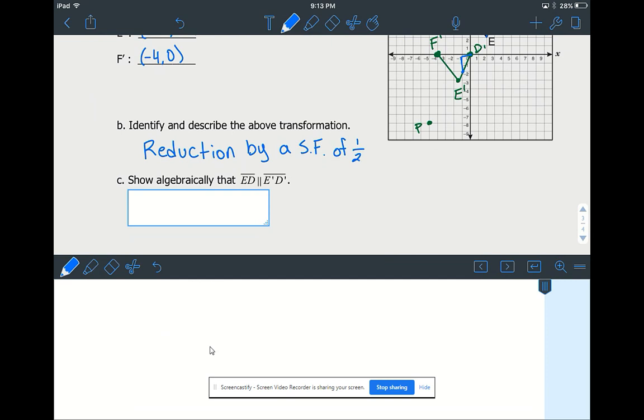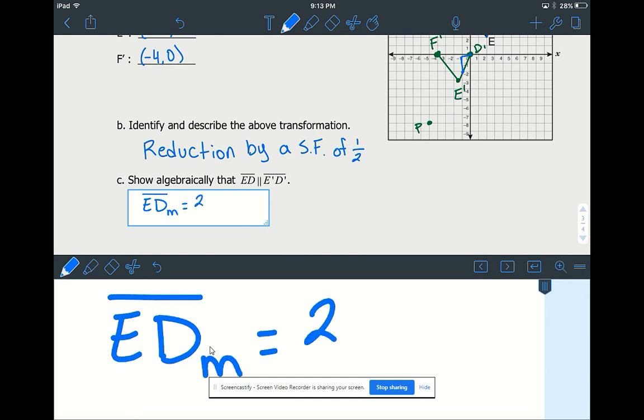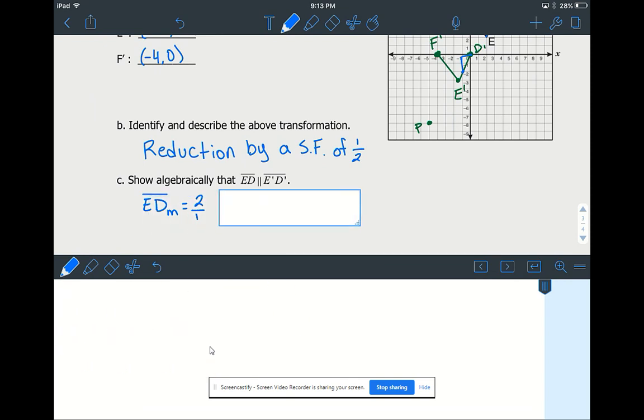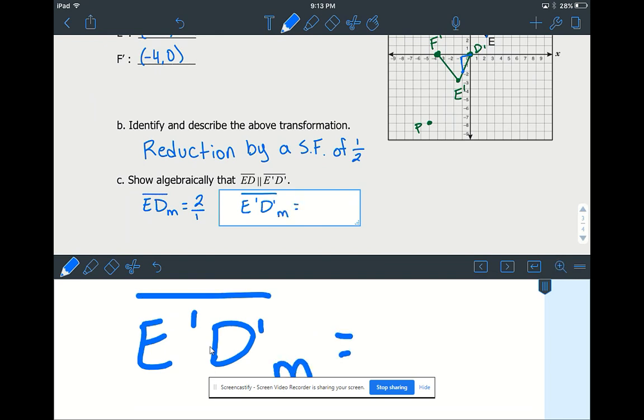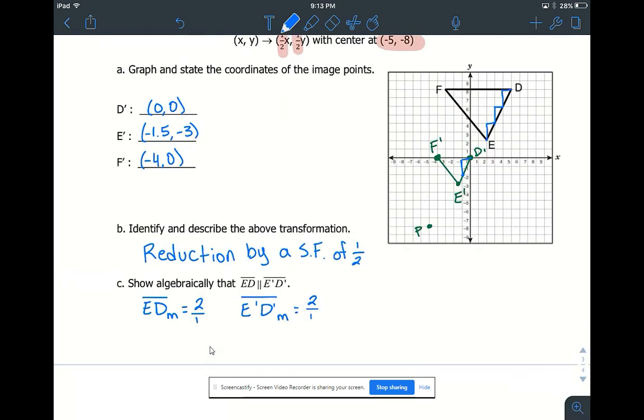So show algebraically. So what I'm going to do is write ED, the slope of it is 2. If you'd like to put 2/1, you can. And then E prime D prime, its slope is also 2/1. So that's it. That's all you got to do to prove that they're parallel. That's all that we have for dilations. It's essentially doing slope over and over and over again. Get used to it. If you have any questions, email please and ask for help.